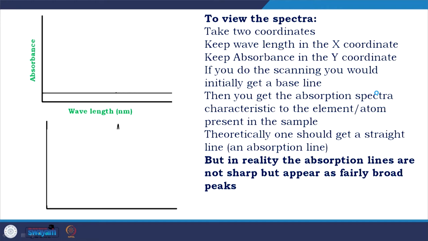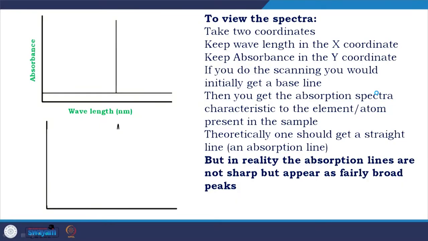Then, if you allow, you get a baseline, a very solid baseline without noise. And in some portion of that, you get a line of absorption characteristic of that atom or molecule. So, in theory, we should get a straight absorption line, but in reality, the absorption line could not be that sharp. I have made the experimental one, and you see that there is a band rather than a line. So, you would not get a theoretical straight line, rather you get a band, because there are different experimental consequences which we are going to discuss.